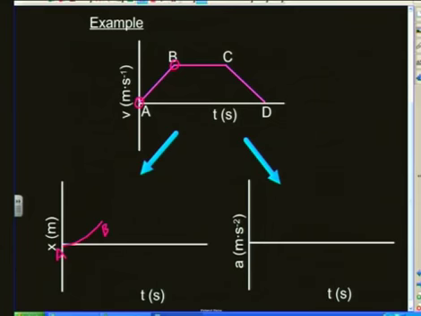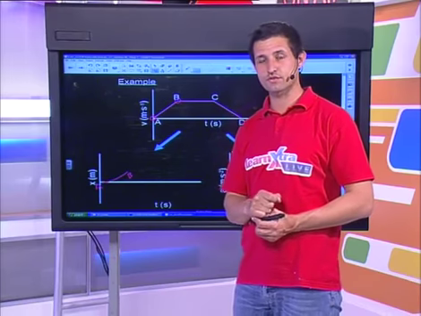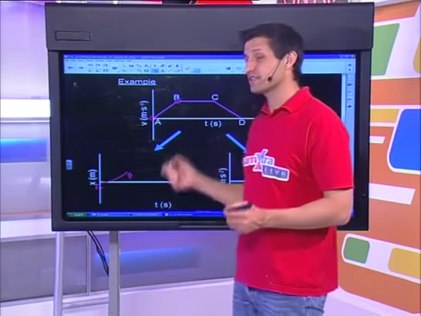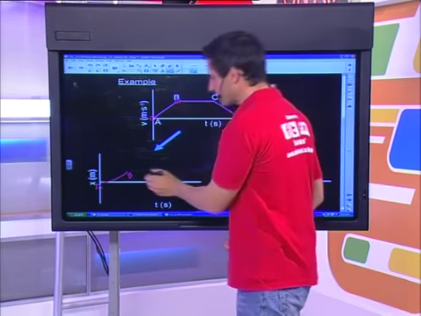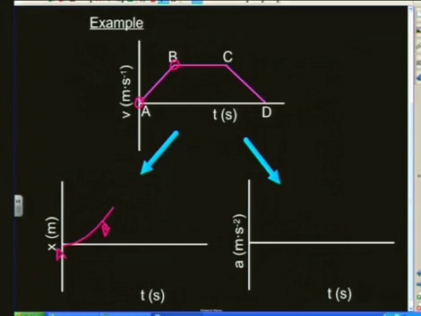But what about position B to C, where the velocity remains constant as time passes? I hope that you can see that that means that the gradient must remain constant. That means a straight line from B. Okay, so a straight line over here.